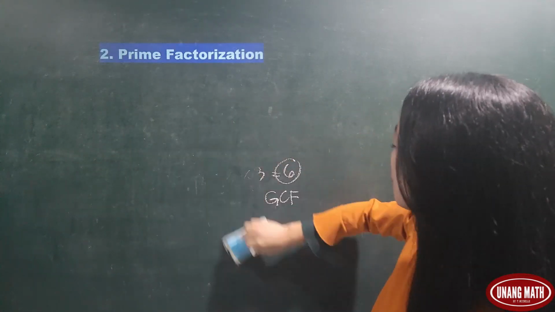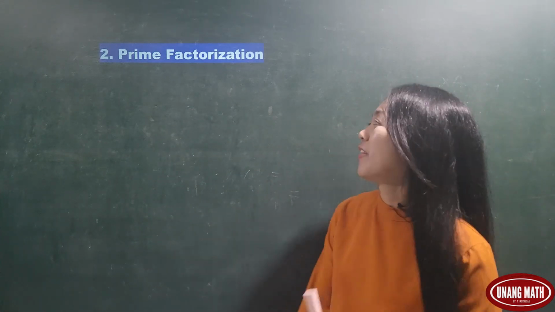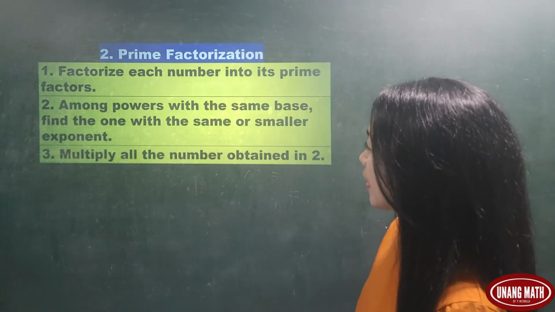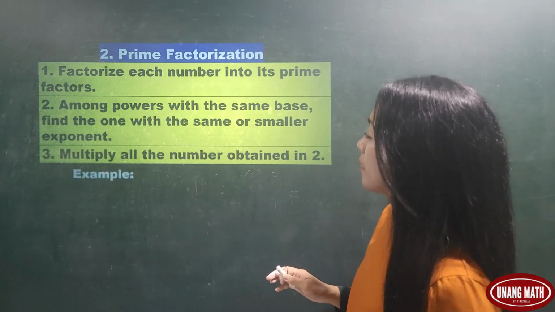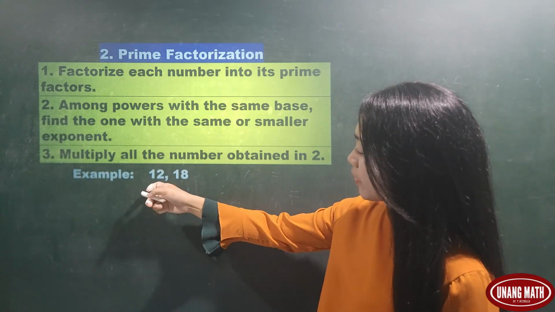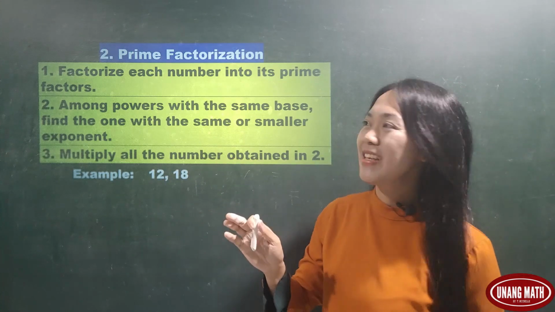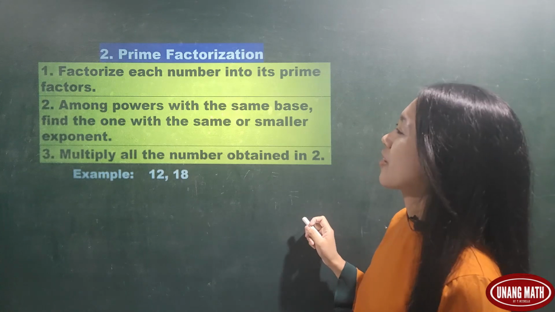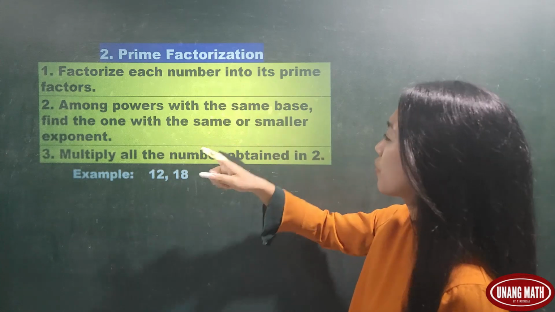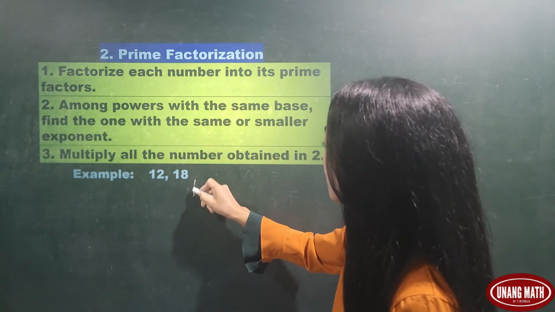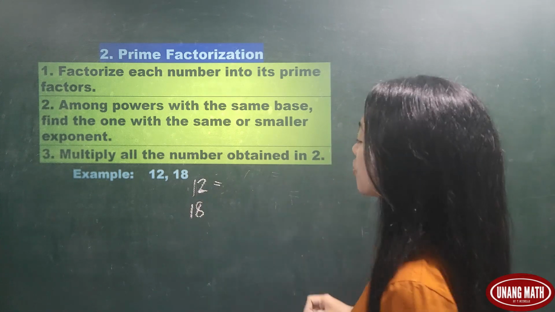Okay, this time we will use prime factorization to find the GCF of numbers. To use prime factorization, we will follow these 3 steps. Let's give an example. Let's use the same numbers, 12 and 18, but this time we will find the GCF using prime factorization. First step, we need to factorize each number into its prime factors. It means we need to find 12 and 18's prime factorization.